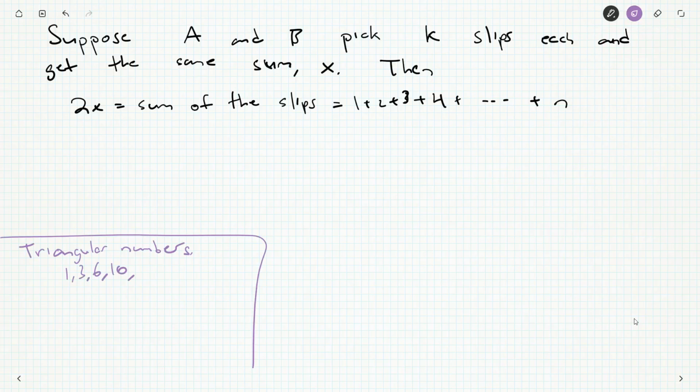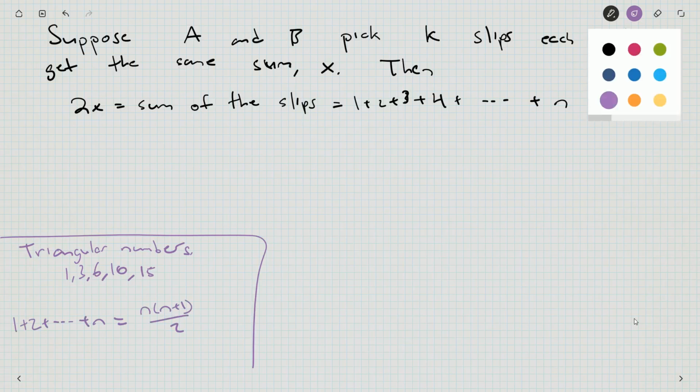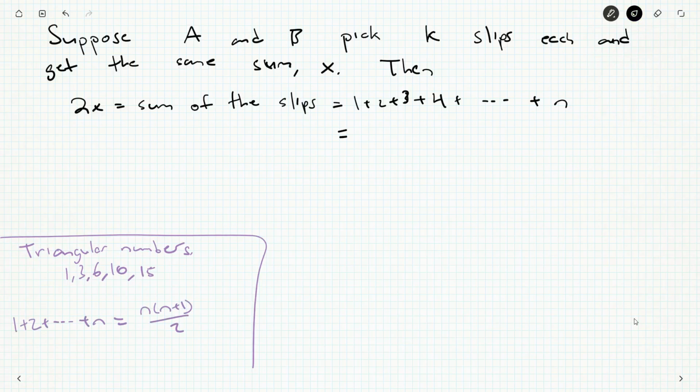There's something to look into if you've never seen this sum of 1 plus 2 plus and so on, but there's also a formula. The sum of the first n numbers is always n times n plus 1 all over 2. So I'm going to make use of that fact. And if you didn't know it, it is possible to work out, but we're going to make use of this fact. So rearranging, I can get 4x is equal to n times n plus 1.